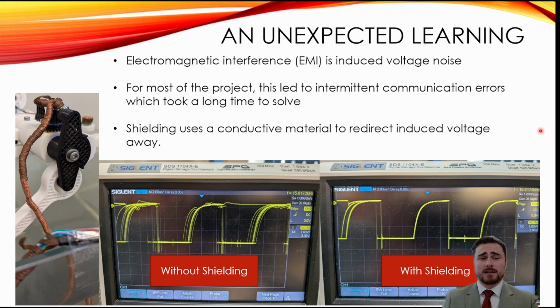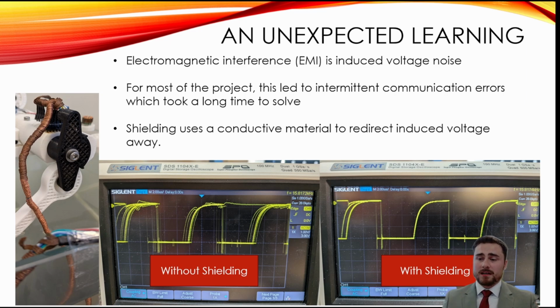One of the unexpected learnings that I had was of electromagnetic interference, where electromagnetic interference is caused when magnetic fields induce a voltage noise inside of some sort of wires. And so for this project, I didn't have any protection for my wires against the EMI that was produced by the brushless motors. And so this led to intermittent communication errors that took a long time to solve and also delayed my tuning and testing of the final project.